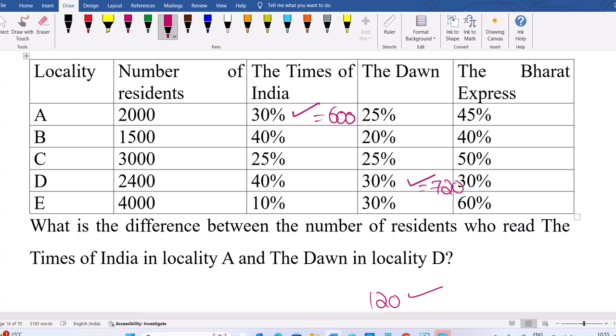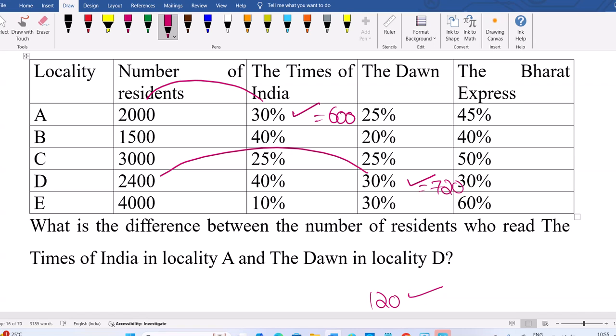Or else, listen, both are 30%. Values are 2000 and 2400. Difference is 400. 30% of 400 is 120. You can calculate individually and do the subtraction. Or this is 30% of 2000, this is 30% of 2400, difference is 400, 30% common, so 30% of 400. For 400, 10% is 40, 30% is 120.